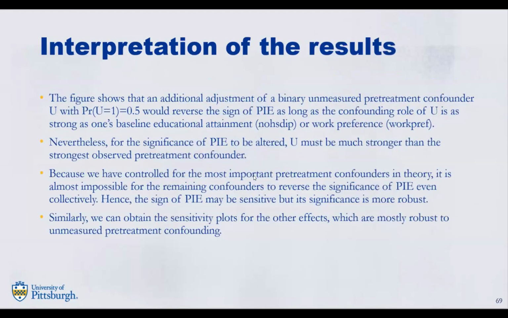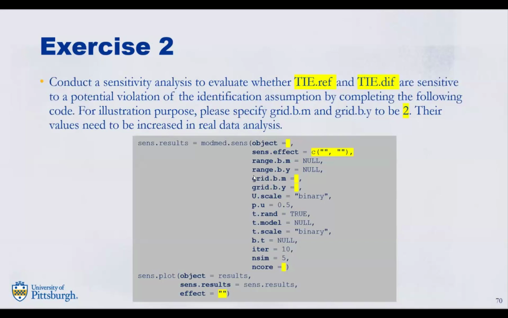Any questions about this part? If not, we're going to move on to the exercise. We want to conduct a sensitivity analysis to evaluate whether TIE.ref and TIE.diff are sensitive to a potential violation of the identification assumption by completing the following code. For illustration purposes, please specify the grid numbers to be 2. Their values need to be increased in real data analysis.